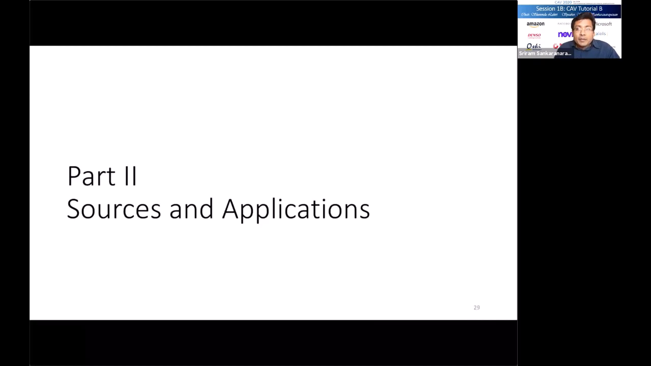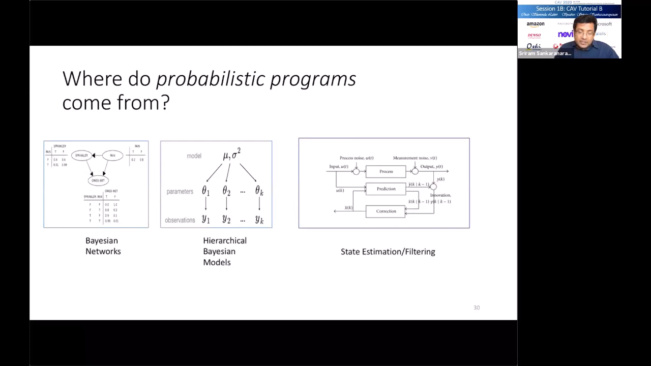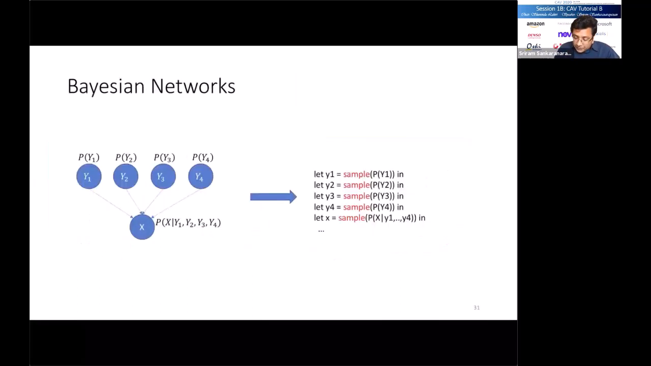All right, so let me go a little bit faster through some of the applications of probabilistic programs. Where do probabilistic programs come from? Well, they have come from a lot of sources. Traditionally, Bayesian networks, something called hierarchical Bayesian model. I already gave you an example of one right at the very beginning. From control theory, probabilistic programs come from this area called state estimation or filtering, which is super useful for people doing cyber physical systems. So all of these are good sources.